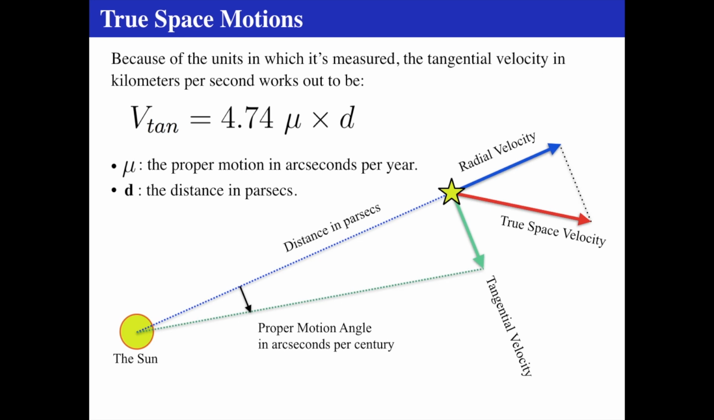The tangential velocity, v sub tan, would be some crazy number, 4.74, times the proper motion in arc seconds per year and the distance in parsecs, and that gives you kilometers per second. And that 4.74 arises because you're using arc seconds, years, and parsecs as your units, and that 4.74 converts that when you multiply those two numbers together into kilometers per second. So that's where the tangential velocity comes from.